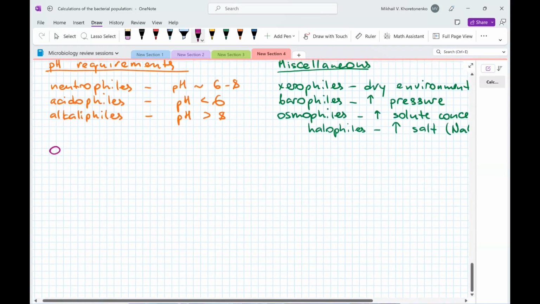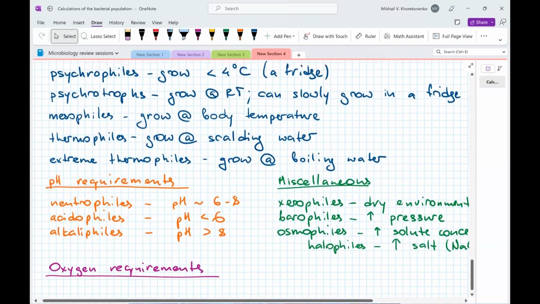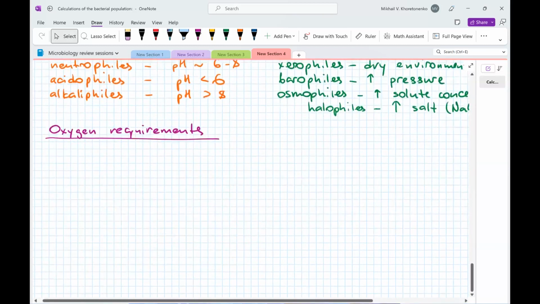And finally, oxygen requirements. This is probably the more complicated part. So, what can you expect here? You can expect questions like, human pathogens, what is their pH requirement? And I think, okay, humans, neutrophiles, right? Or which microorganisms grow at the temperature of boiling water? And tell me, extreme thermophiles, right? You with me, right? Okay, fantastic.